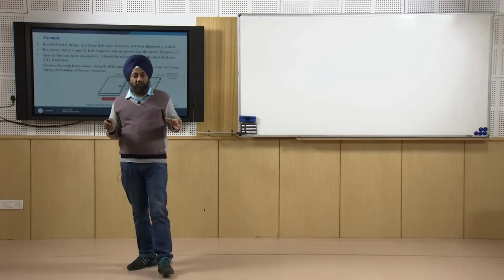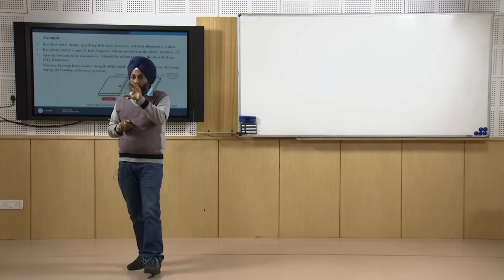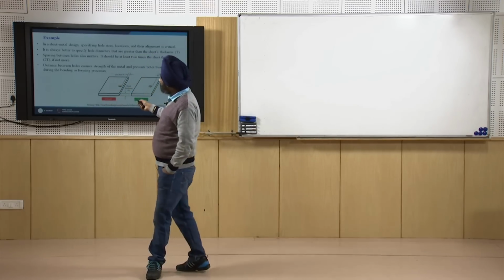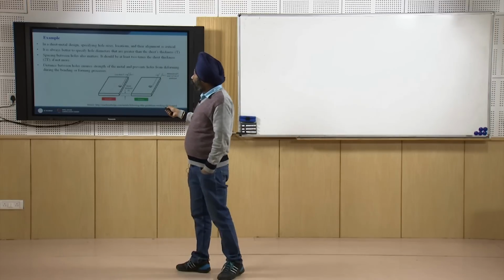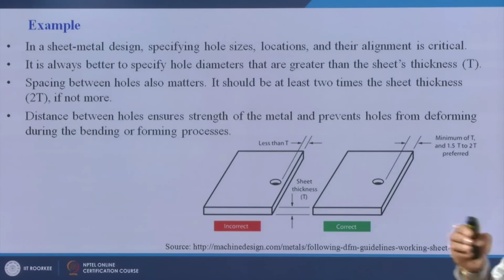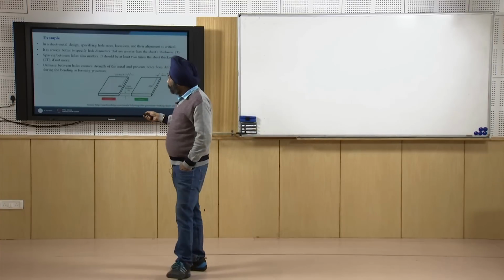A mechanical engineer would be able to appreciate this point, that for every process there are a set of guidelines which are helpful to us. One of the guidelines given here is regarding the hole diameter in a sheet metal part. Spacing between the holes also matters. The center to center distance between the two holes is also equally important.